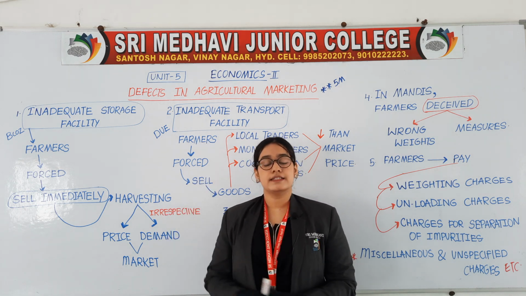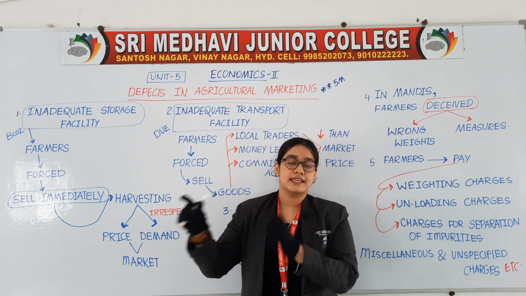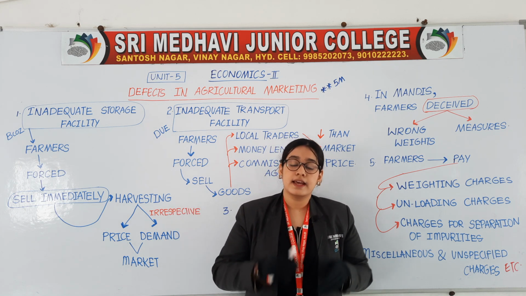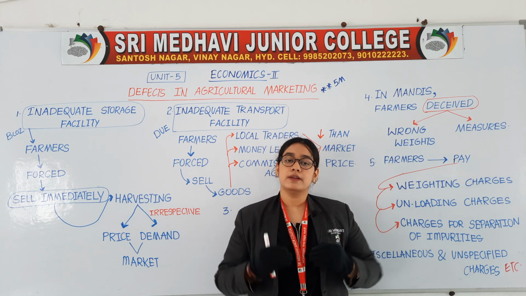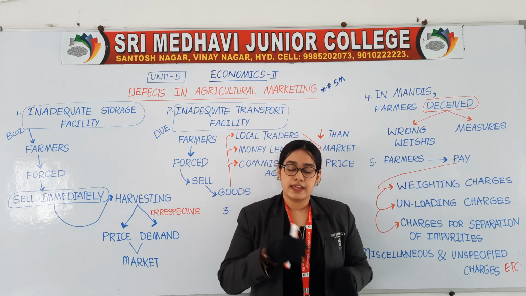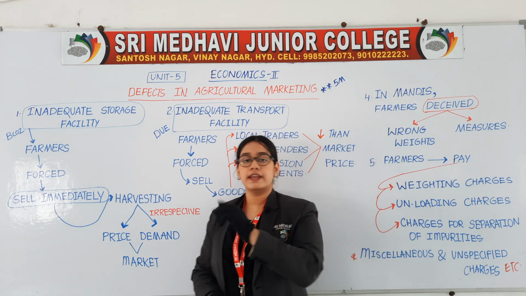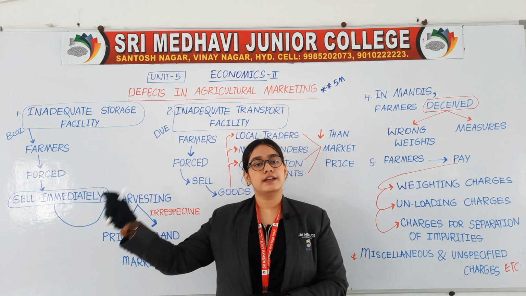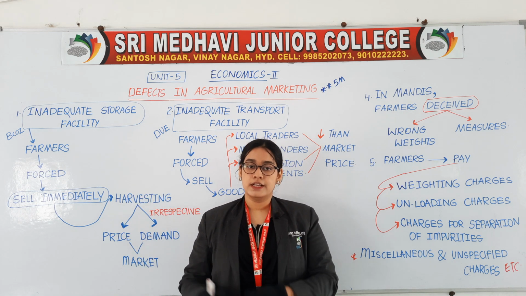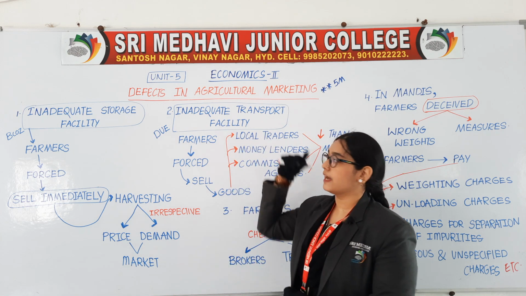In the last classes, we have discussed topics like income and wealth inequalities, causes as well as measures for reducing income and wealth inequalities. And then we have discussed a topic called functions of NABARD, National Bank for Agricultural and Rural Development. Today's topic is about agricultural marketing.